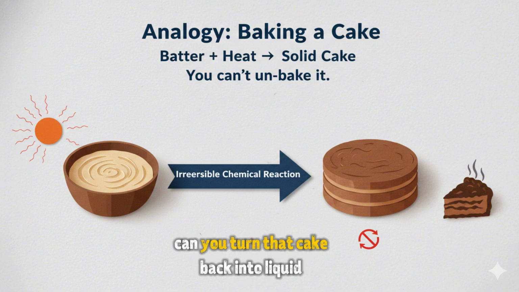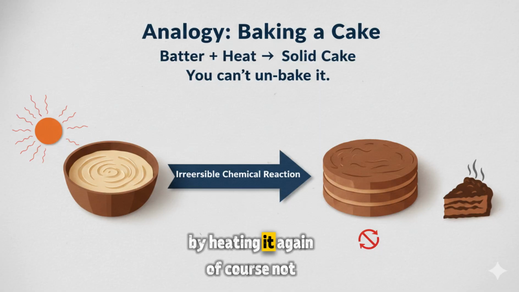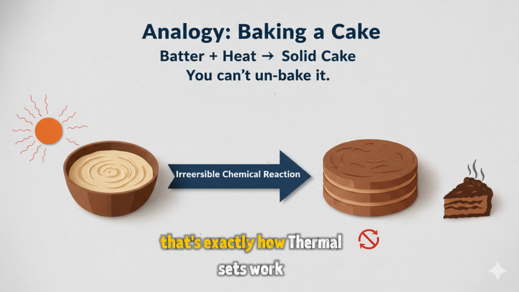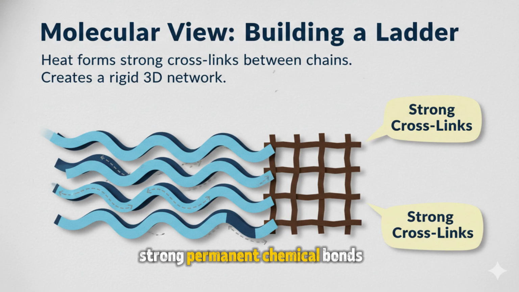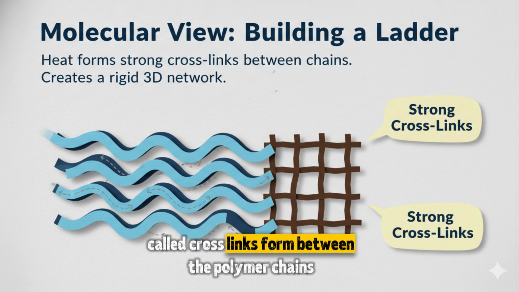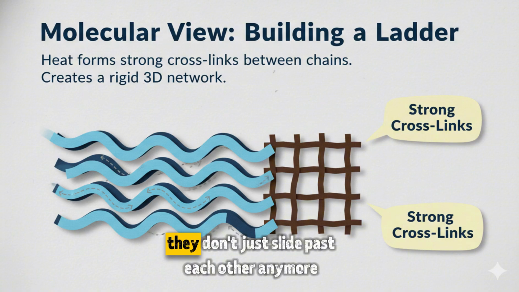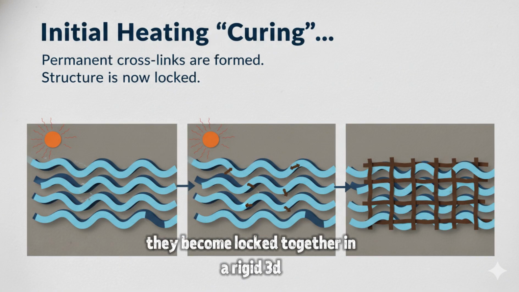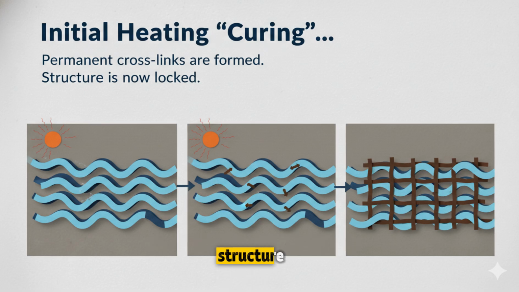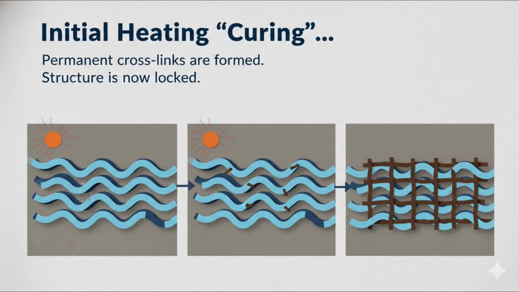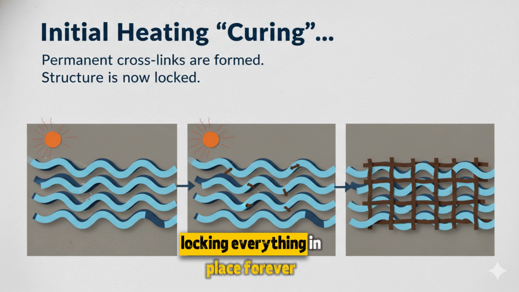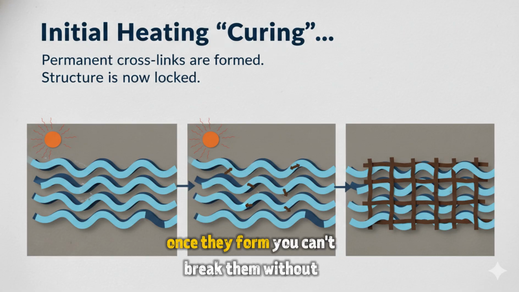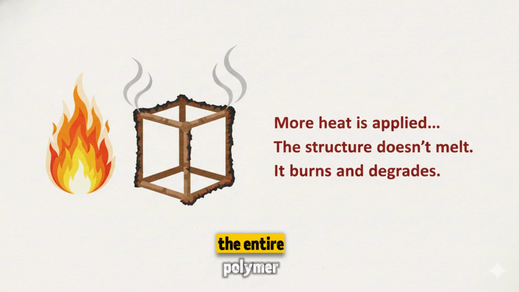Now, can you turn that cake back into liquid batter by heating it again? Of course not. You'll just end up with a burnt cake. That's exactly how thermosets work. During the initial heating, or curing, strong permanent chemical bonds called crosslinks form between the polymer chains. They don't just slide past each other anymore. They become locked together in a rigid 3D structure. Let's visualize what's happening. Those crosslinks are like superglue, locking everything in place forever. Once they form, you can't break them without destroying the entire polymer.